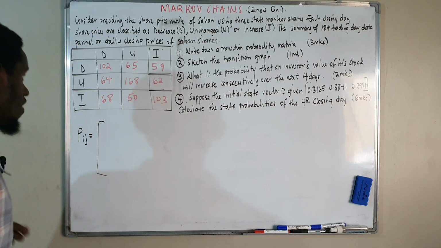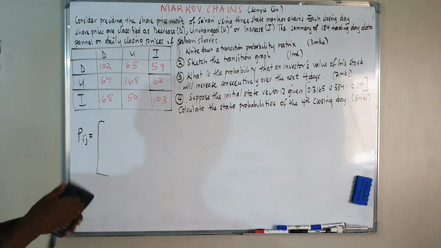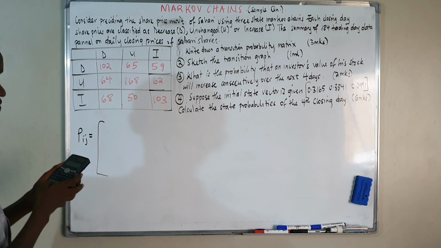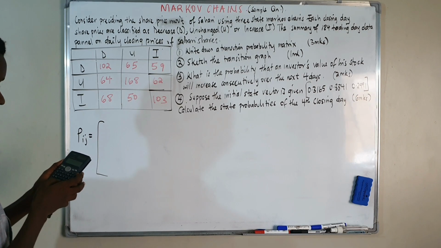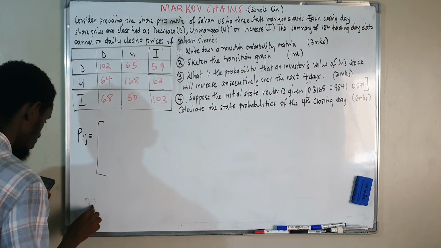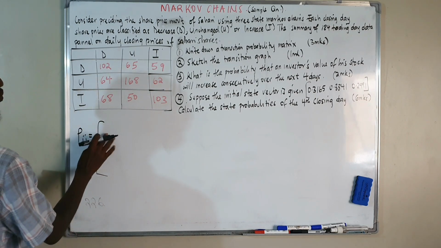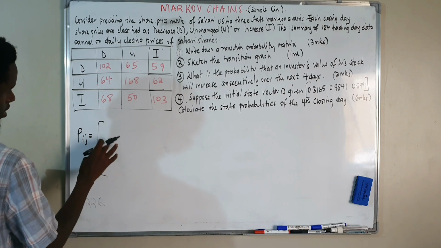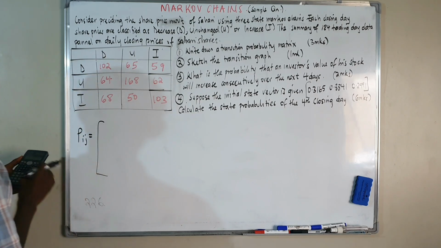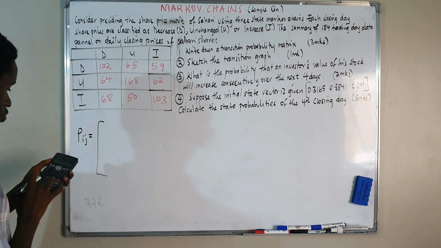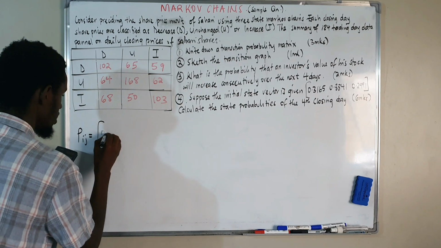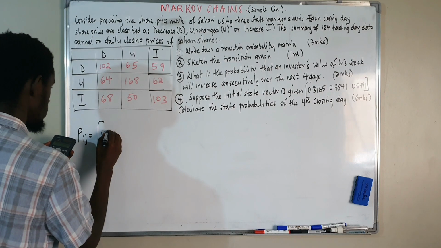If I add the whole of this row, the sum of the row is going to be 102 plus 65 plus 59. I'm going to have my answer as 226. Therefore, for me to get the value to go here, PDD is going to be 102 divided by 226. I'll have 0.451, to 3 decimal places.